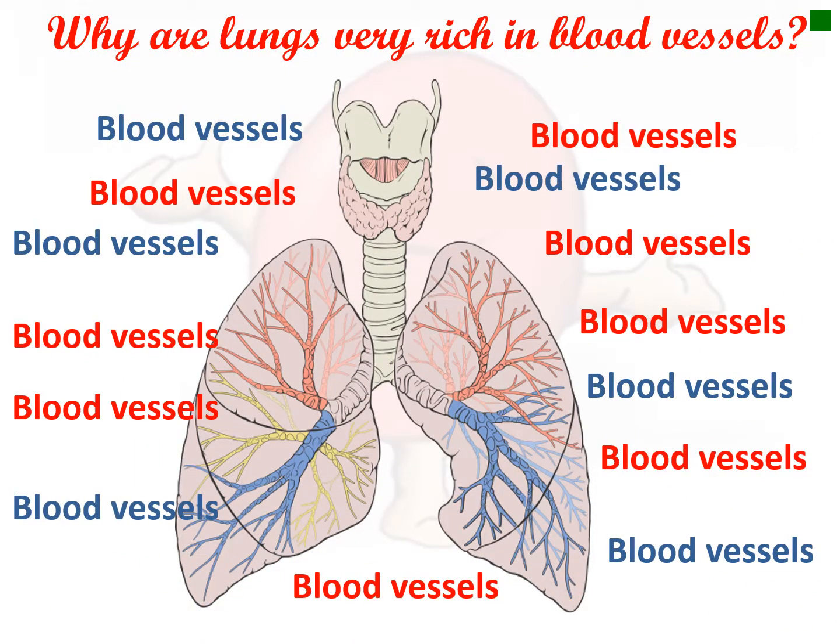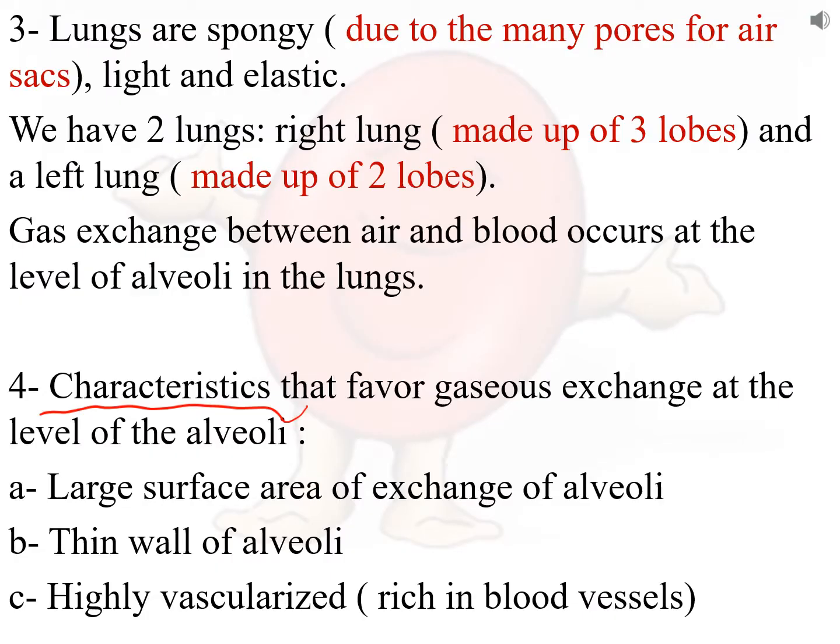Why the lungs? They are very rich in blood vessels. Lungs are spongy due to the many pores or air sacs, light and elastic. We have two lungs, the right lung made up of three lobes and the left lung made up of only two lobes. Gas exchange between air and blood occurs at the level of the alveoli inside the lungs.